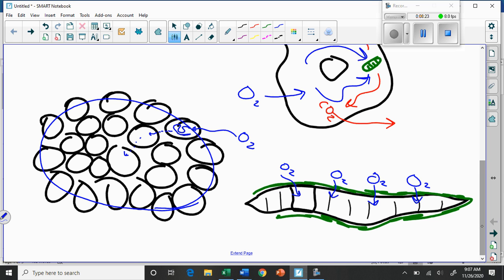They can't rely on air to just diffuse into their bodies. Plus, they also have that hard exoskeleton. And insects typically are quite dry. So they're not going to rely on diffusion through the skin. They're going to have another system.